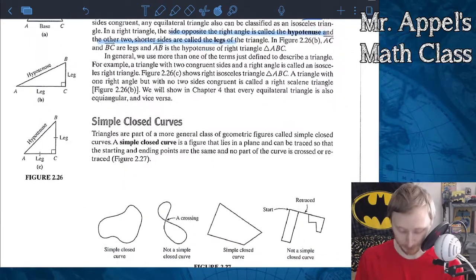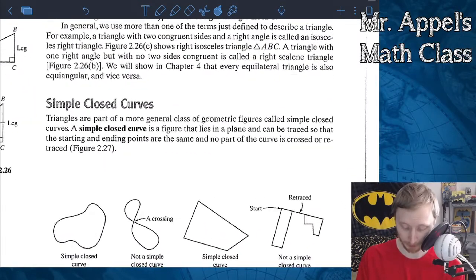Okay. Simple closed curves. Triangles are part of a more general class of geometric figures called simple closed curves. In fact, this is probably the most general class. A simple closed curve is a figure that lies in a plane, so you can draw it on a sheet of paper, and can be traced, drawn with the pencil, so that the starting and ending points are the same. So you loop back to where you started, and no part of the curve is crossed or retraced. So I will go ahead and highlight there, add that definition to your notes.